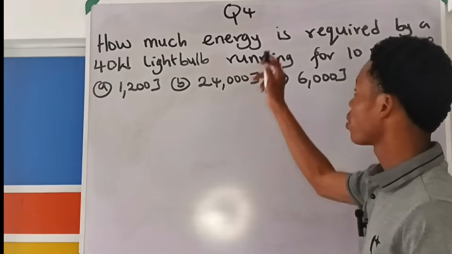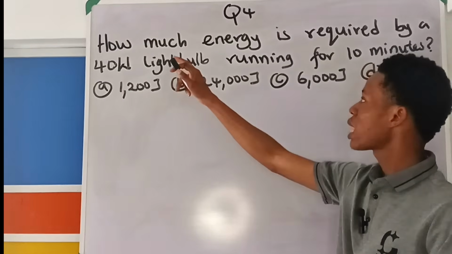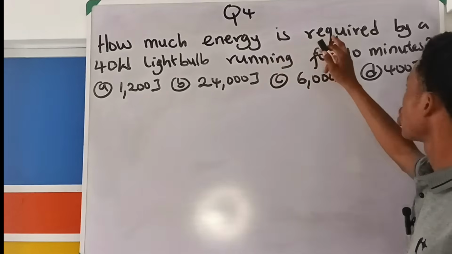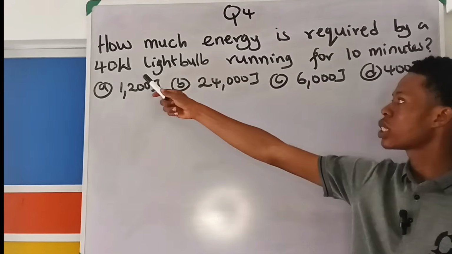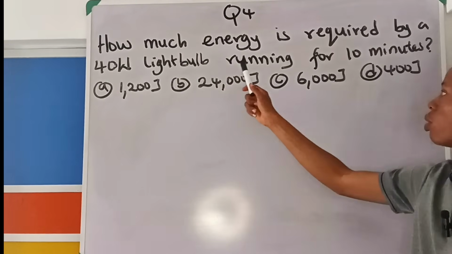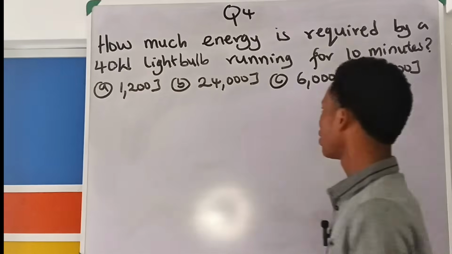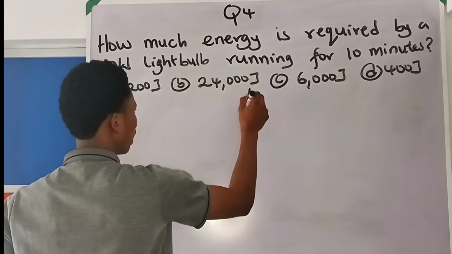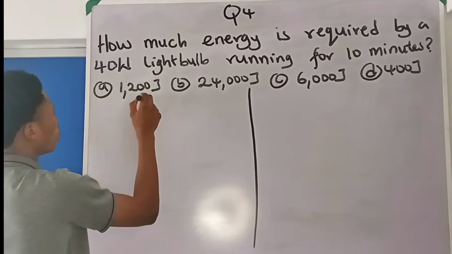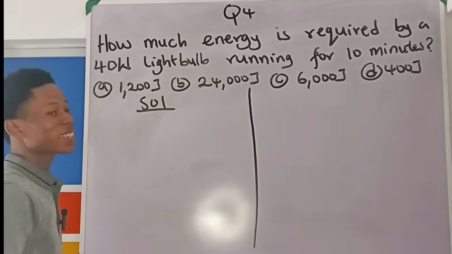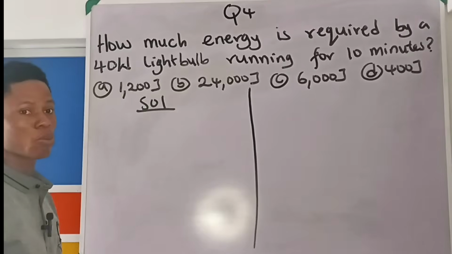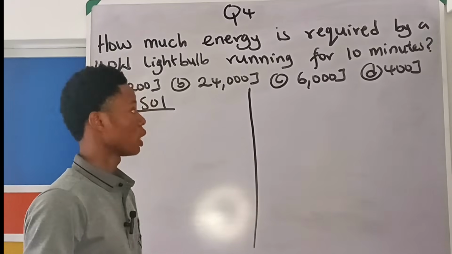Okay, my fans, let's look at question 4. Question 4 says, how much energy is required by a 40-watt light bulb running for 10 minutes? And we're given the options. Now, anytime you want to solve something like this, the first thing you have to do is quickly write out the parameters you were given. That will help you to stay organized and know what to do.